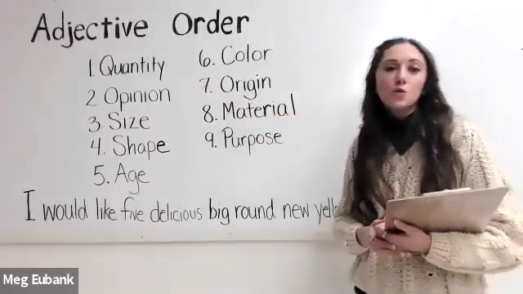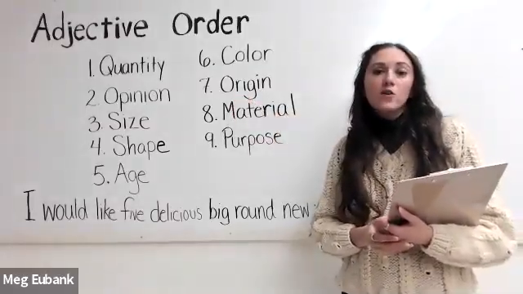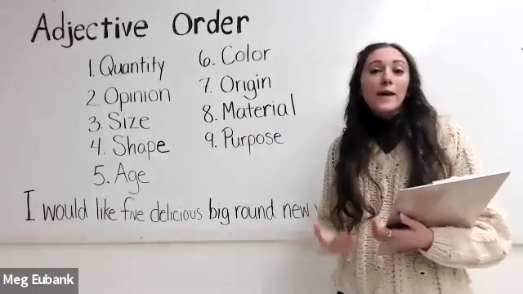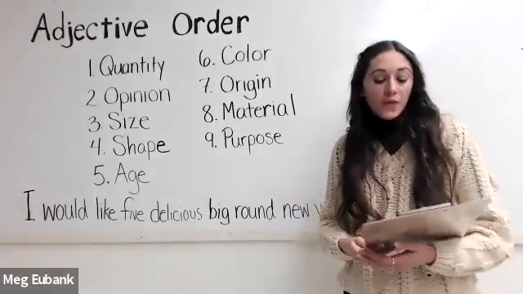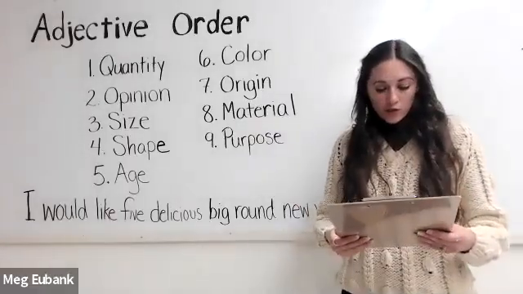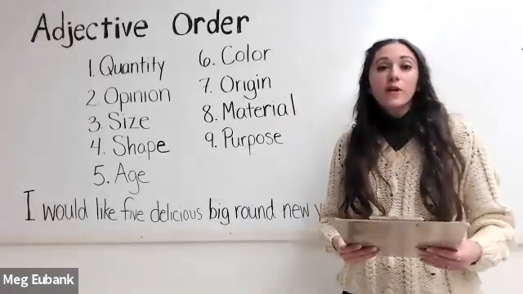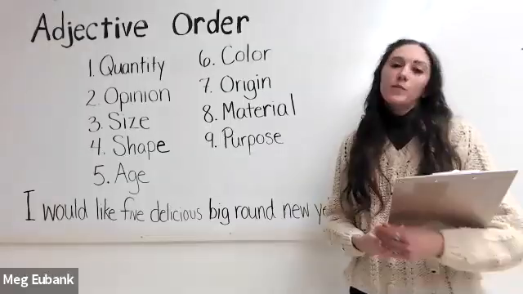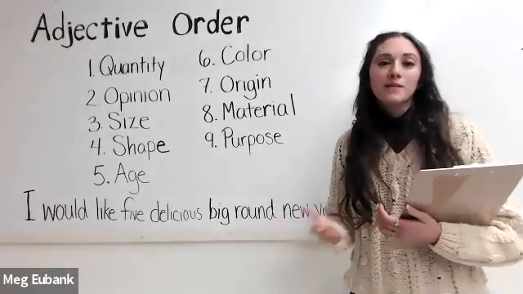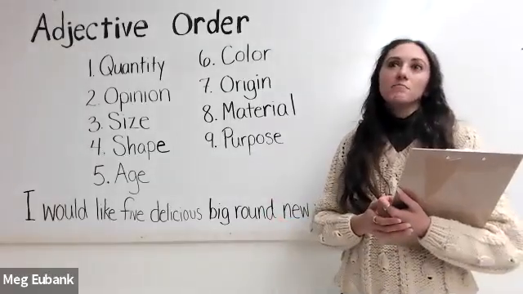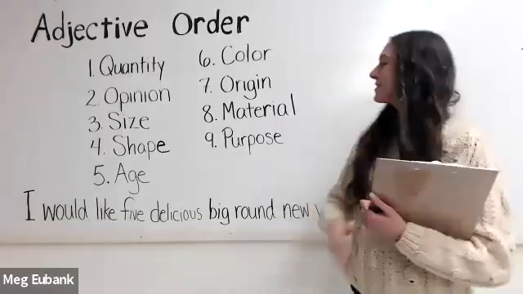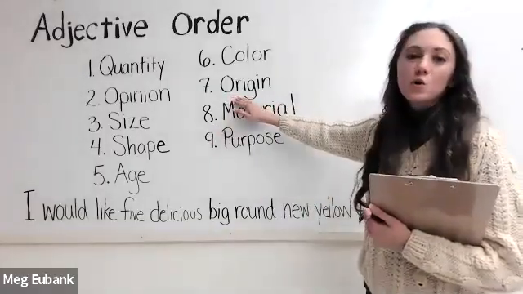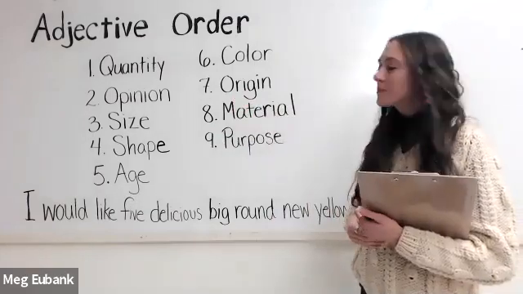7 is the origin. An origin means where something comes from. So examples of origin, something that's French or Italian or Martian or maybe suburban or Pennsylvanian. That is the origin, where it's from.